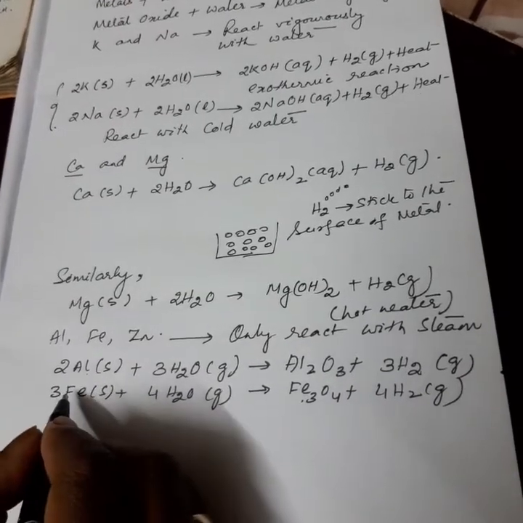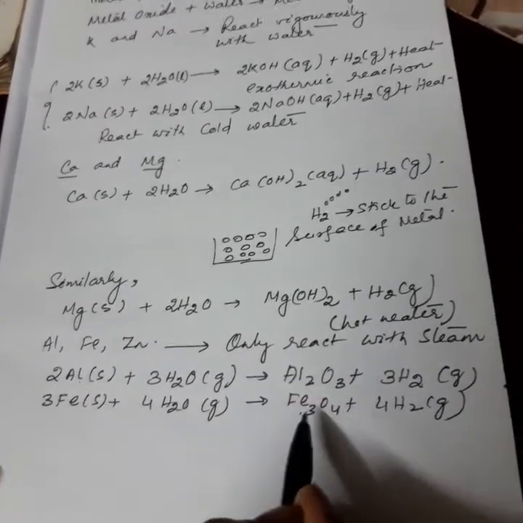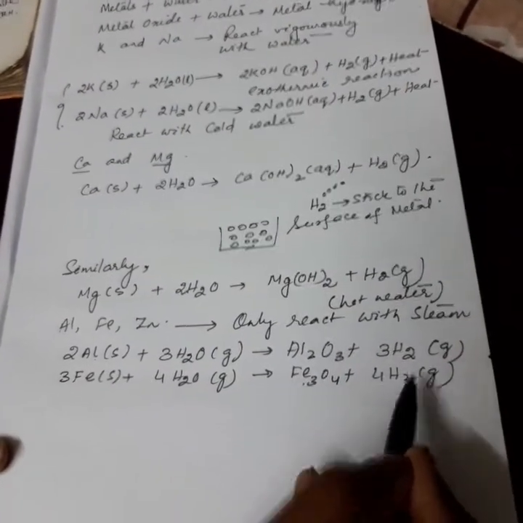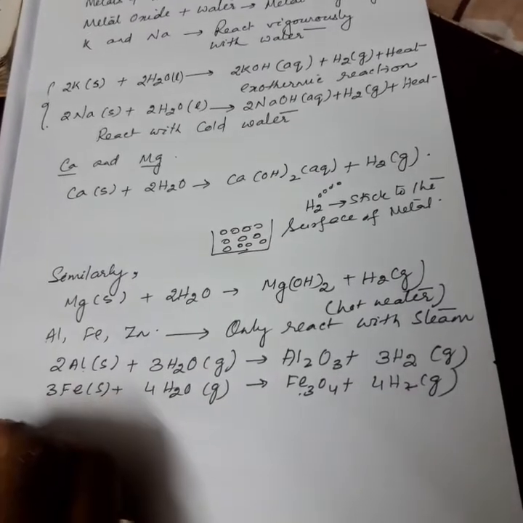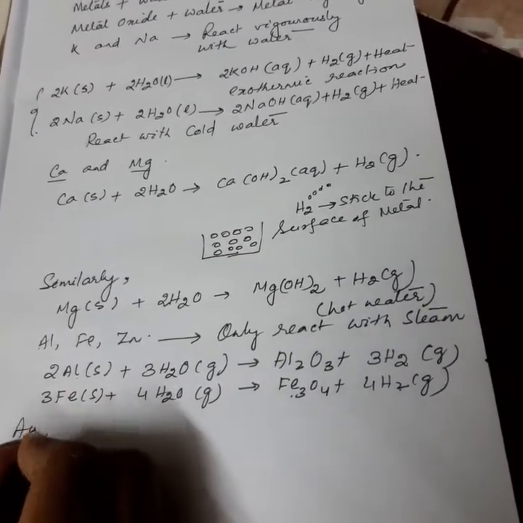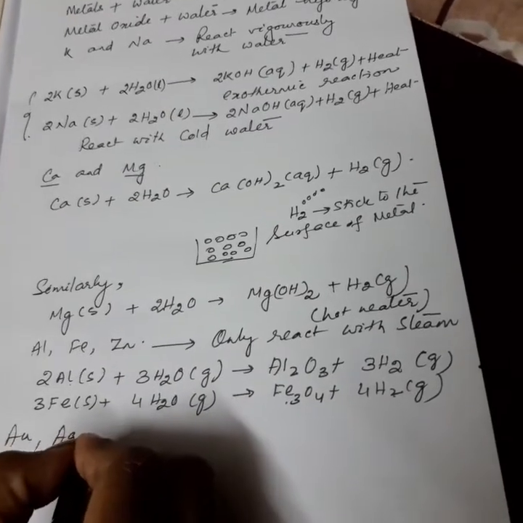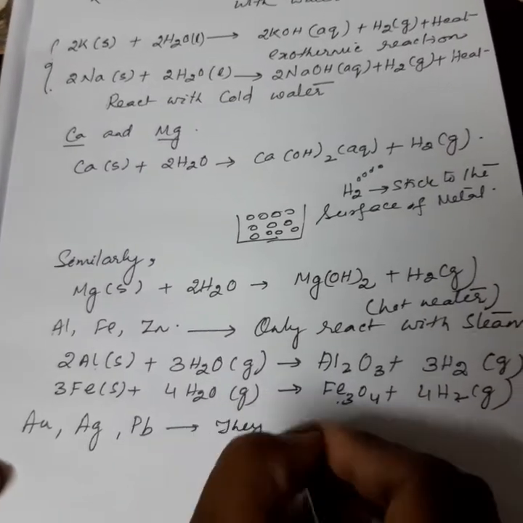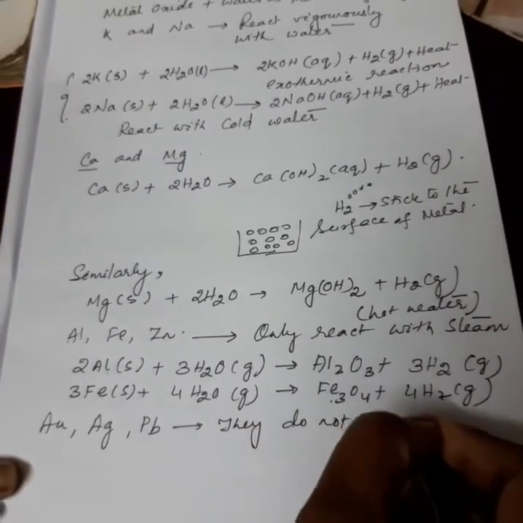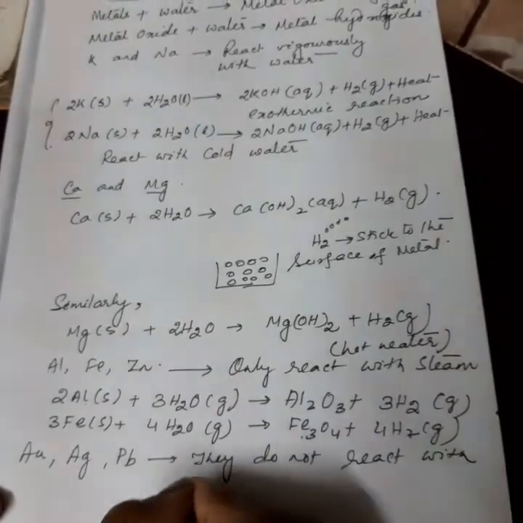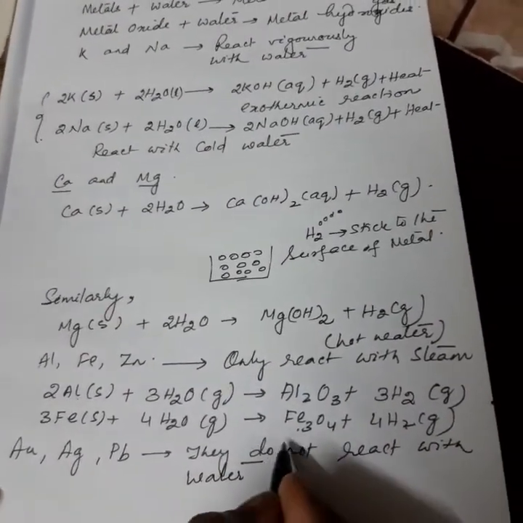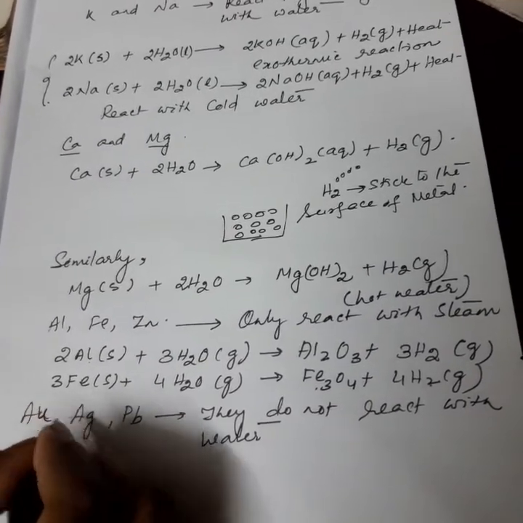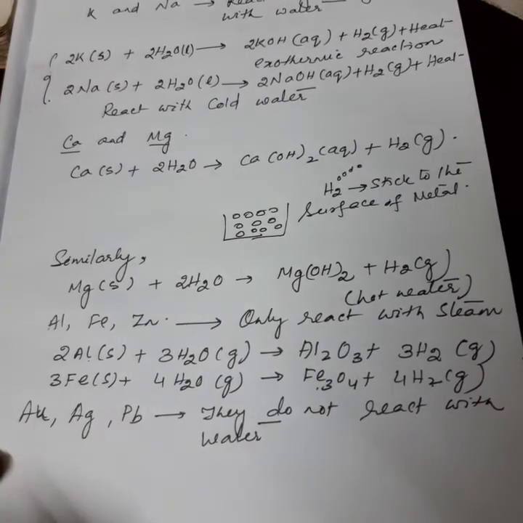Here aluminium and iron form oxides of aluminium and oxides of iron, along with liberation of hydrogen gas. Now the next: there are certain metals like gold, silver, and lead. They do not react with water in any form, neither cold water, hot water, nor steam. Gold Au, silver Ag, and lead.